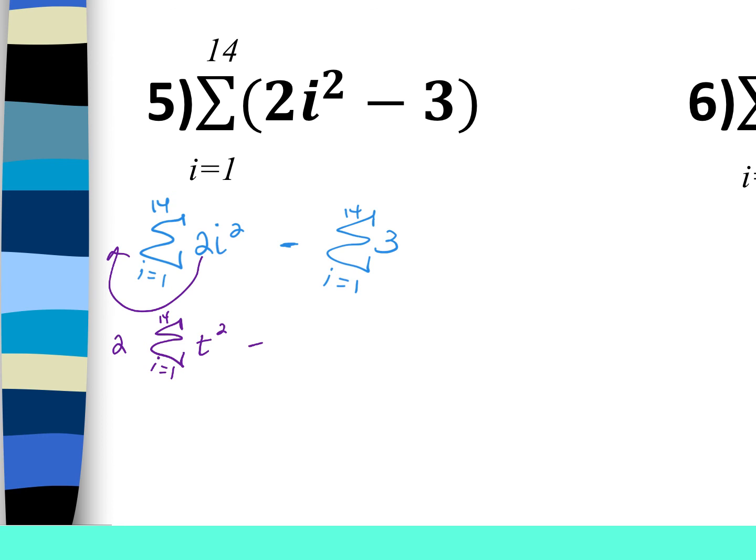Okay, how would I find the summation with 3 on the right and the 14 on the top? You do the 14 times 14 plus 1 times 2, 14.